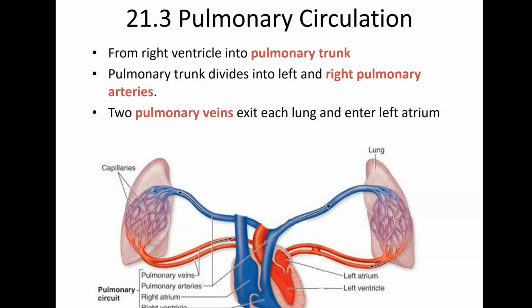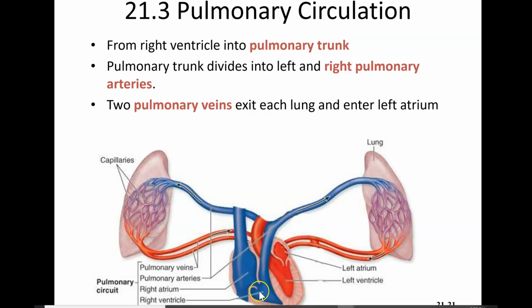You should be well familiar with this already, but what pulmonary circulation is referring to is how blood flows over to the lungs and then back to the heart. So once we have our deoxygenated blood into our right ventricle, we are then going to go through the pulmonary semilunar valve into the pulmonary trunk, which divides into two pulmonary arteries.